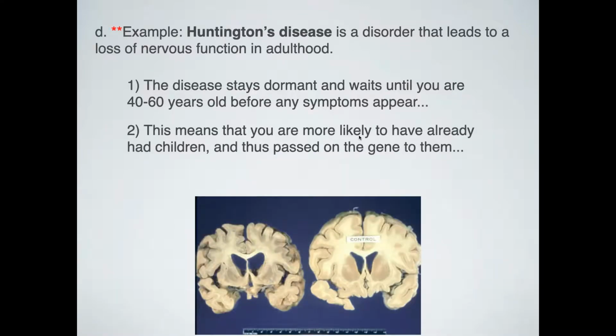Huntington's disease is an interesting example of an autosomal dominant disorder because most autosomal dominant disorders are pretty serious, but they'll affect you earlier in life and can cause a lot of problems and maybe an early death, whereas Huntington's disease doesn't. Huntington's disease waits until years later when you're in your 40s or 60s before symptoms appear, and at that point, you've probably already passed on that gene to your children.